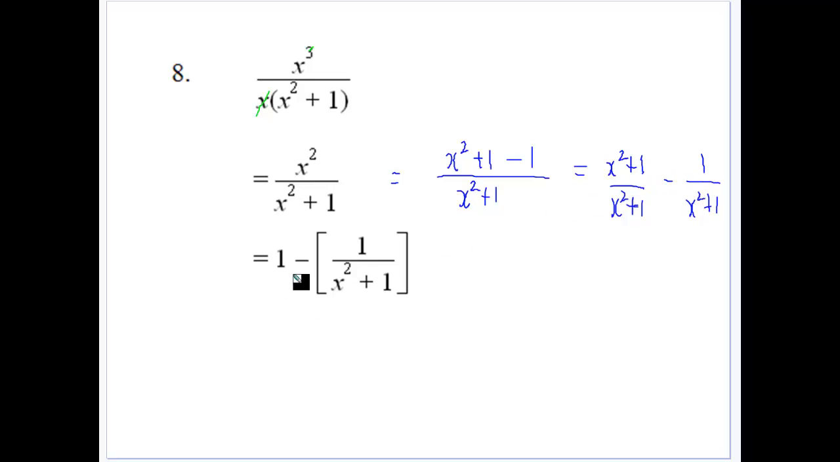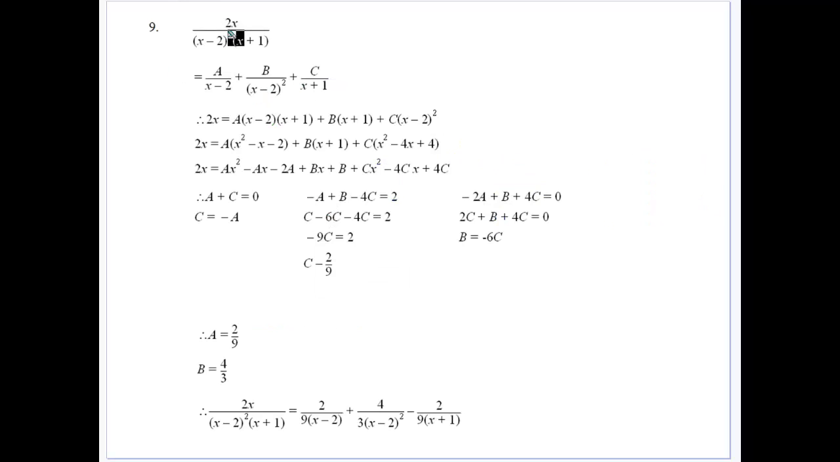So it comes down to 1 minus 1 on x squared plus 1 there, because those two will end up cancelling each other out. So there's our simplification. If you did polynomial division, you'll come down with the same thing. You get it going in once with a remainder of minus 1, so that gives you your fraction there.